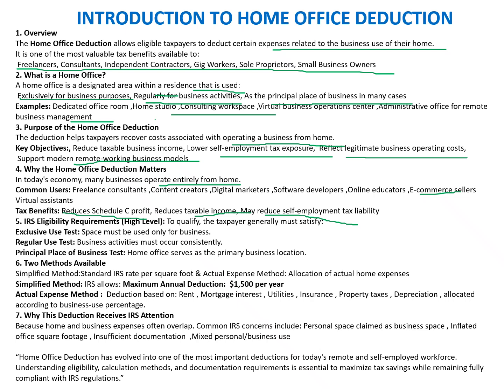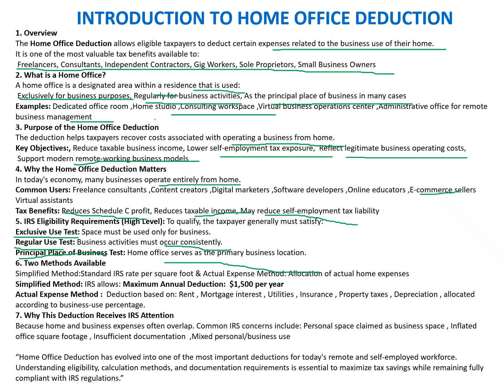IRS eligibility: to qualify, the taxpayer generally must satisfy three tests that we discussed above as well. First is the exclusive use test, so the space must be used only for the business. Second is the regular use test, which means business activity must occur consistently. This is very important. It has to be consistent business activity. And third is the principal place of business test, which is that the home office serves as the principal and primary place of the business operation.